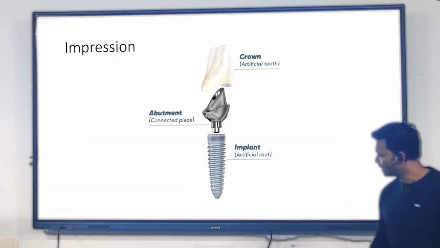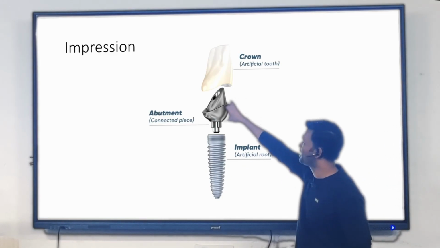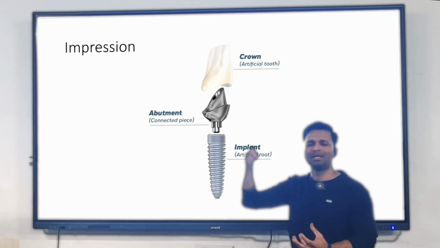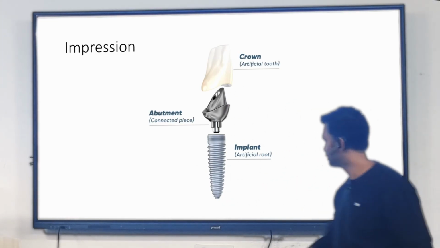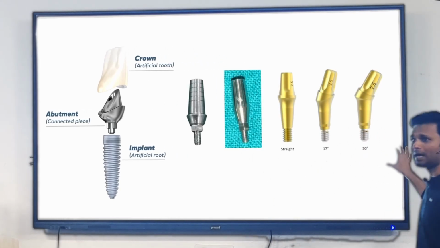Now, you already know implant placed here in the patient's oral cavity. Now we need to place the abutment on top of the implant, on top of which we are going to place the prosthesis. Okay, next. So we have different types of implant abutments.